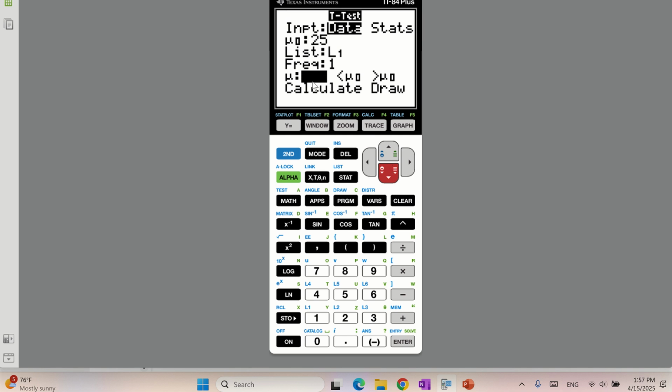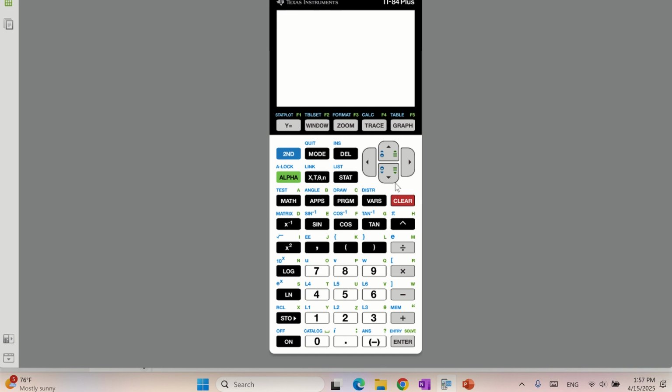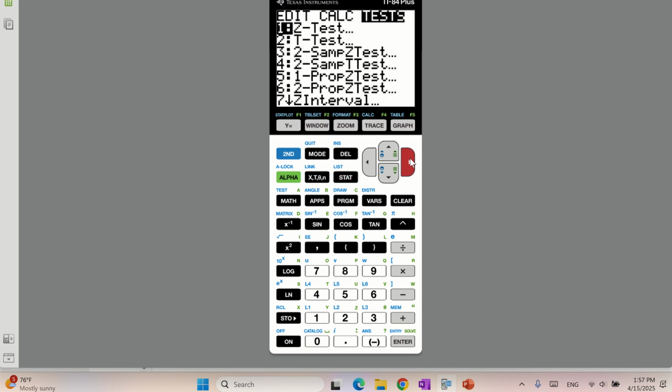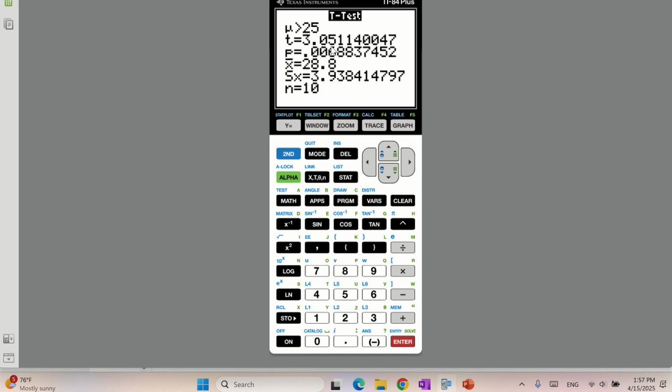Now, which direction? Not equal to, less than, or greater than? It was greater than, right? And then we're going to calculate. And here we go. So we got that. Oops, let me go back to that test because I messed that up. All right, so we got t is 3.05. We got our p-value, which is 0.00688, and so notice you get the same values.